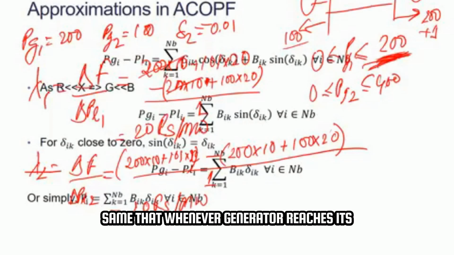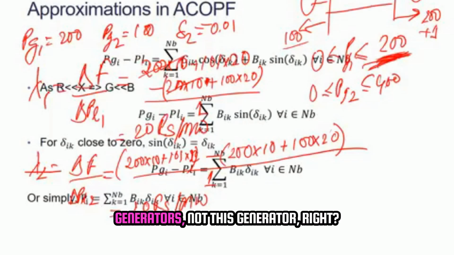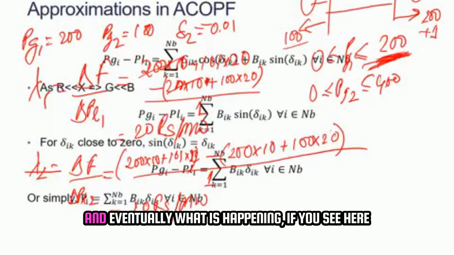In the same sense, the concept of inequality is always the same: whenever a generator reaches its limit, operating at its upper limit or lower limit, it loses the option to keep the price at 10 rupees, and the price will be decided by the other generators, not this generator. Do you agree on this? Yeah, I agree.